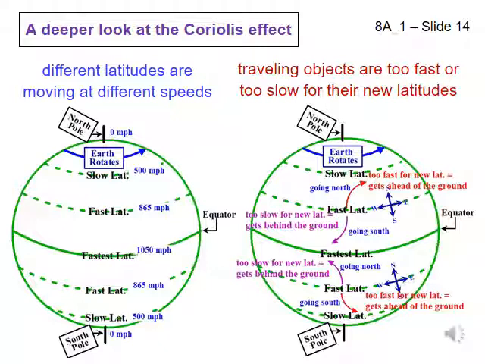A wind starting out at the North Pole moving south will be too slow for its new latitude, so it falls behind the Earth and things on the ground. It travels to the east less than everything at its new latitudes, which means it drifts west relative to them. Thus, a wind moving south from the North Pole ends up going both south and west.